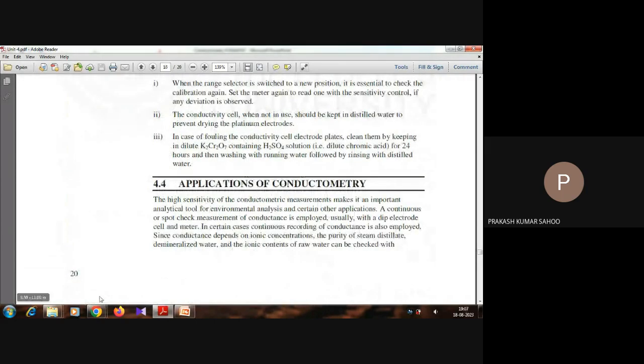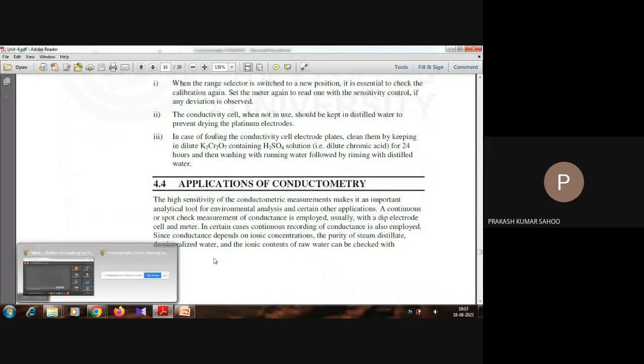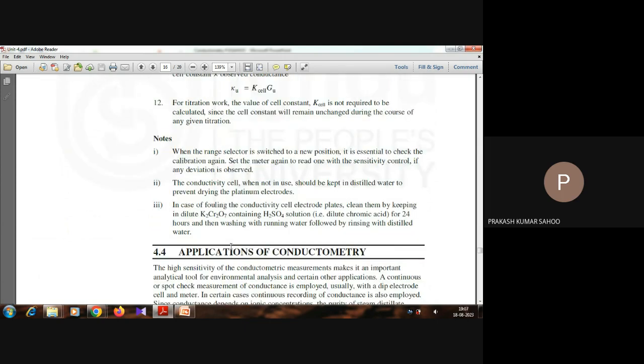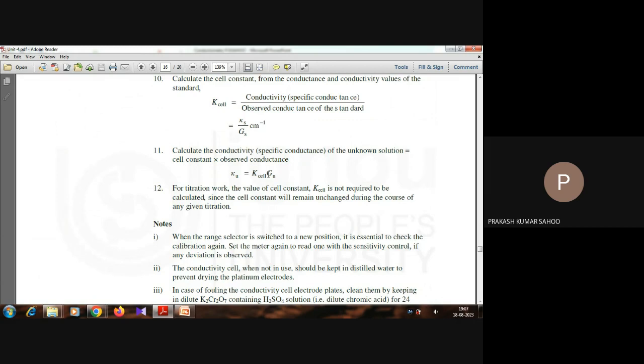So this is just an instrument. The first step is calibration with 0.1 molar KCl. Then the second thing is to put the same electrode into the unknown sample, and by using this equation you are able to find the specific conductance.